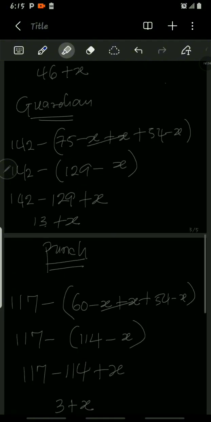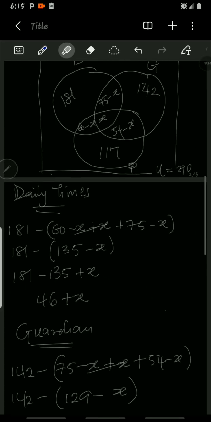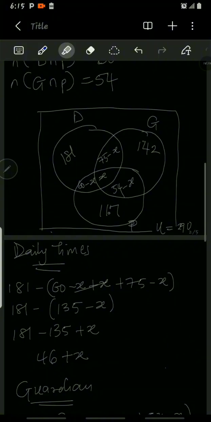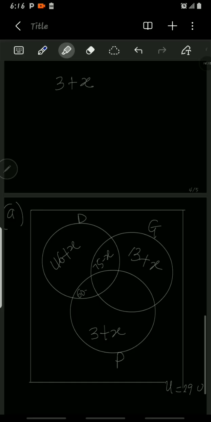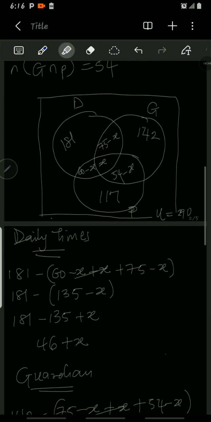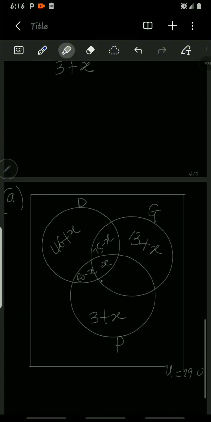I'm going to repeat that here, 75 minus x. And for D and P, that's 60 minus x. So I'm going to put that there. For the middle is x, and then for G and P, that's 54 minus x. So I have that here.